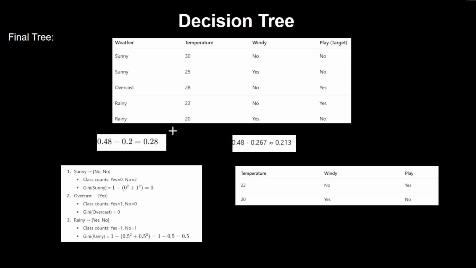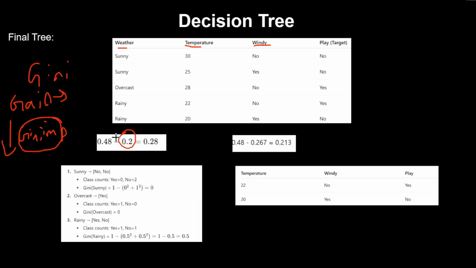So now that we have calculated the Gini impurity for each of the features, we can see that the weather has the lowest Gini impurity, which is 0.2. The next thing we need to calculate is the Gini gain. Gini gain is nothing but the reduction in the Gini impurity. The original Gini which we saw before calculating for any features is 0.48. We need to subtract each of these calculated Gini impurities from it, and see which one has the highest value.